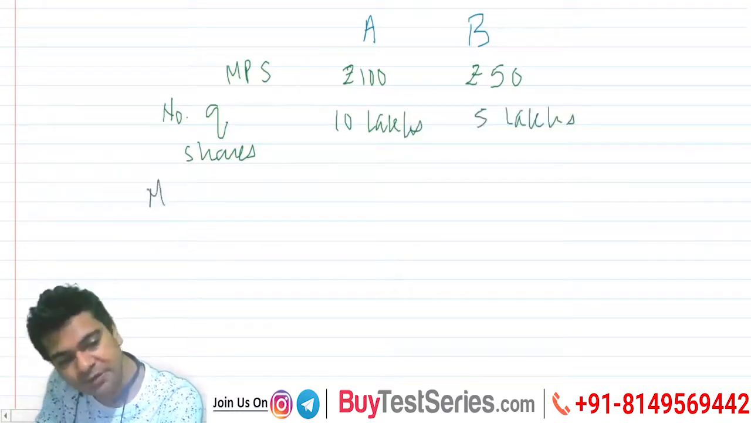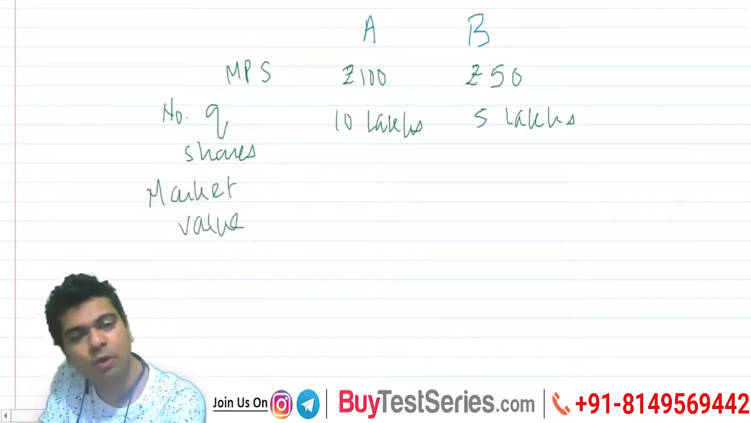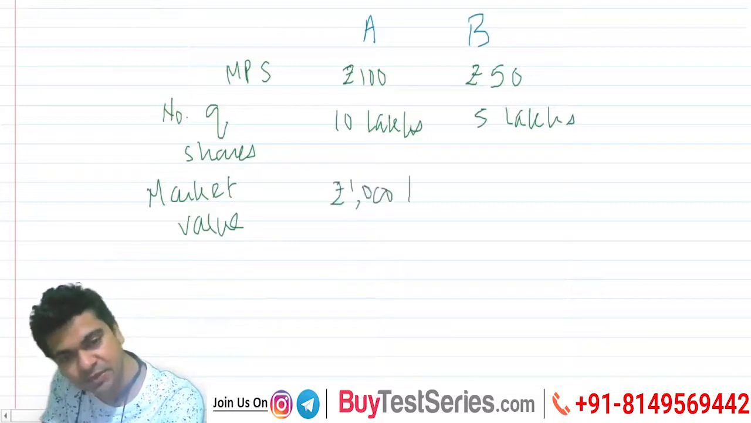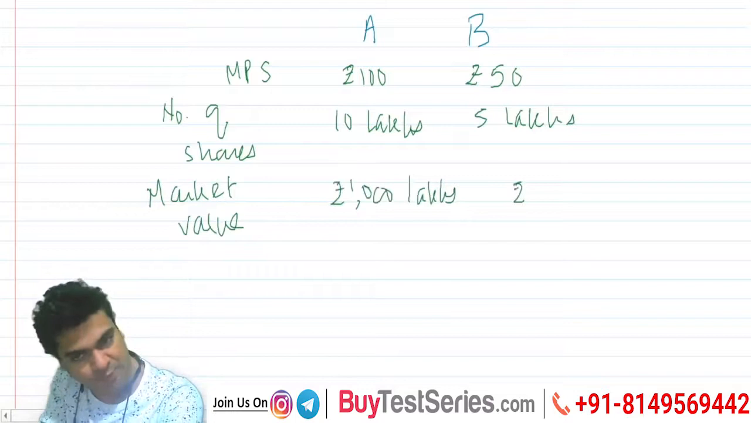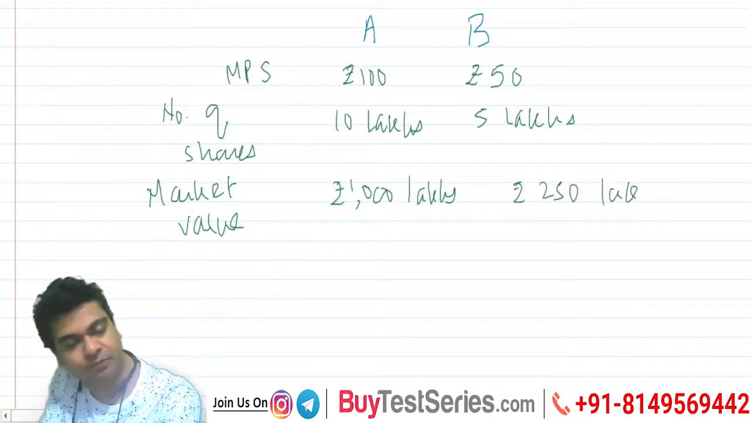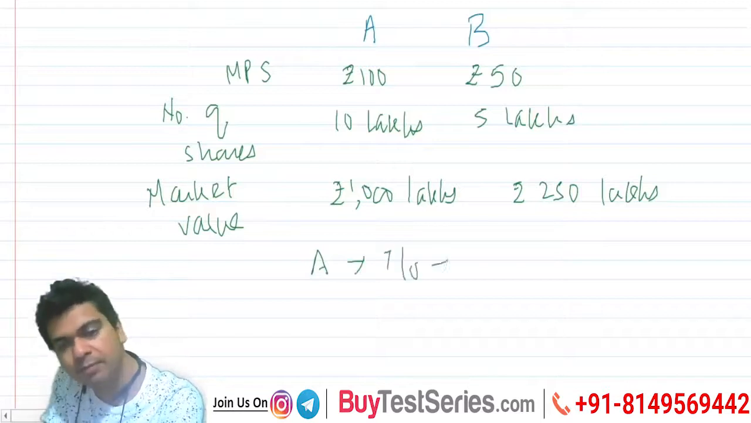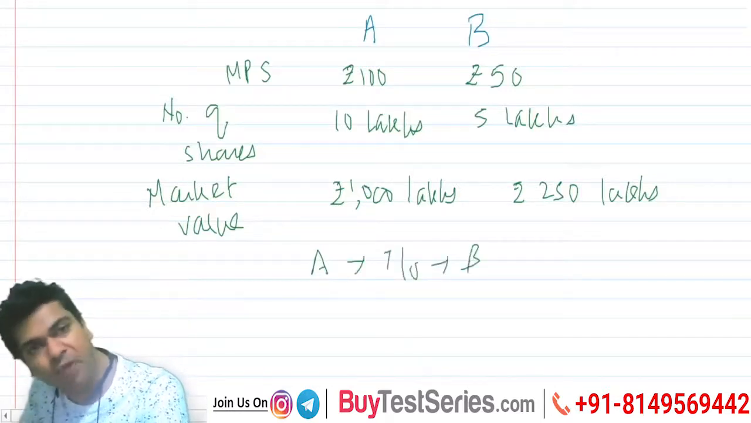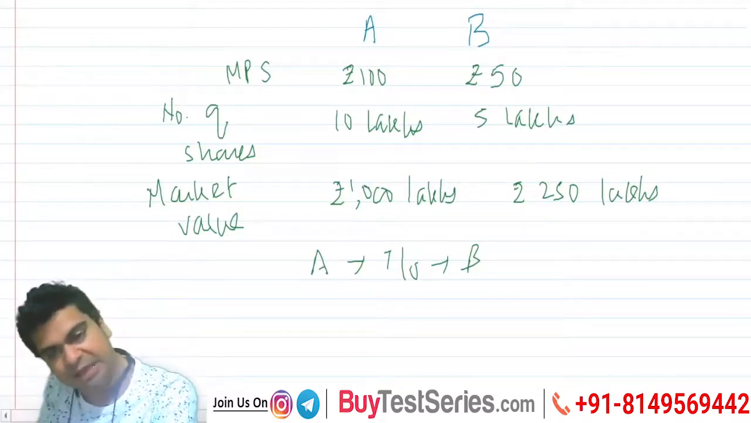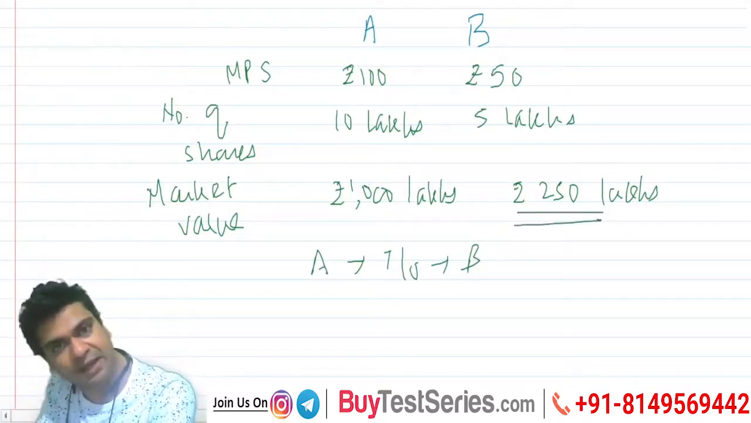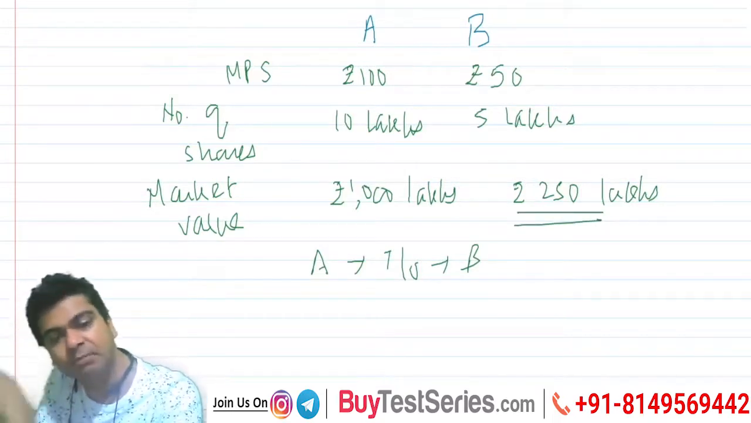So if we work out its market value, the market value over here, let's say, is 1000 lakhs, and the market value over here is turning out to be 250 lakhs, let's say. Now, A wants to take over B. A is interested in going for a merger. So A wants to take over B. Now, if you see, the market value of the company is 250 lakhs. So let's consider this 250 lakhs to be the fair value of company B.